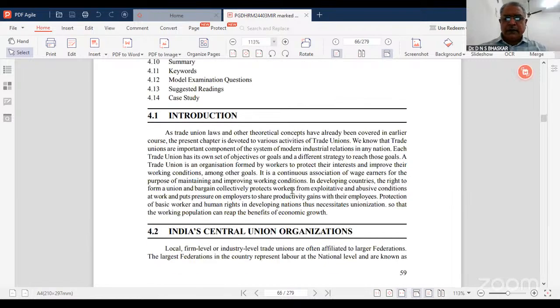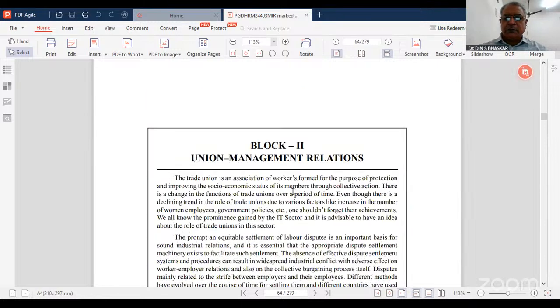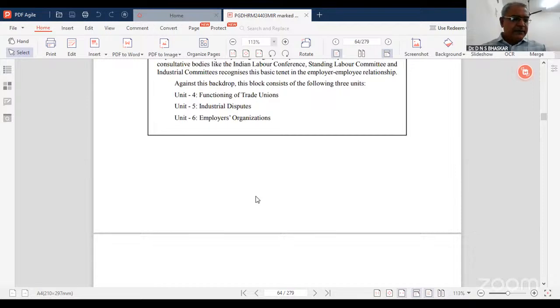So in block two, we are going to talk about the union-management relationship. Another three aspects are there in this particular block.